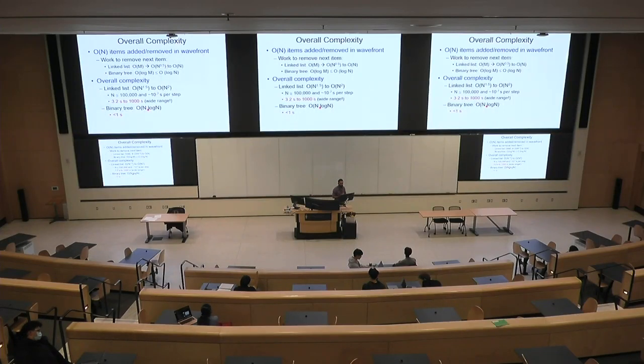Yes, Don. Can you explain what each of those complexities are referring to? So you're saying the square root n for a linked list is for removing, and then where do you get the n squared from?